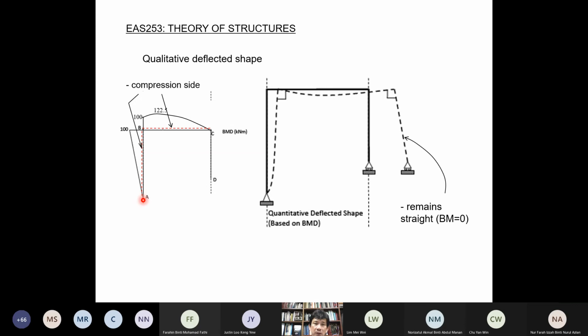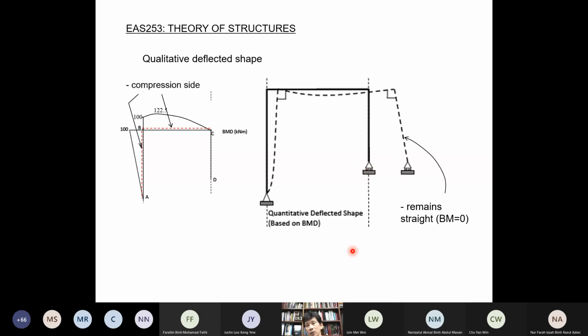Cannot move here because this is a pin support, so it should start at the same point. Then this member, this side should be in compression, so it has to bend like this, so that this side is in compression. The angle here should be maintained, so we draw the angle maintained. This one is on the top side, should be in compression, so it should bend like this. Next, this member, no bending moment, should remain straight, and this angle should remain 90 degrees, and we complete this. This is a roller, so we allow it to move, but it cannot separate vertically.